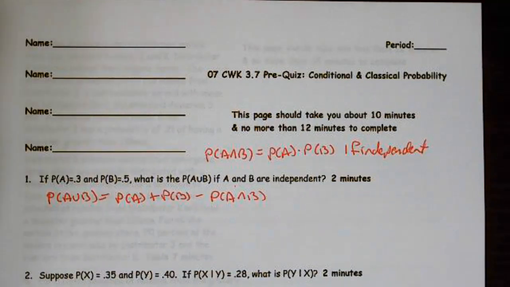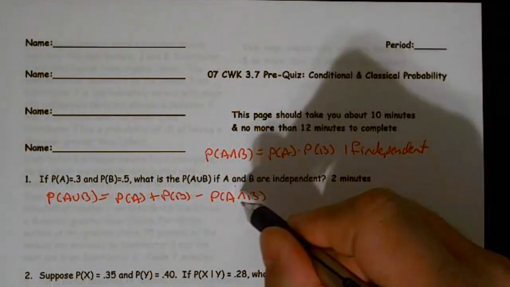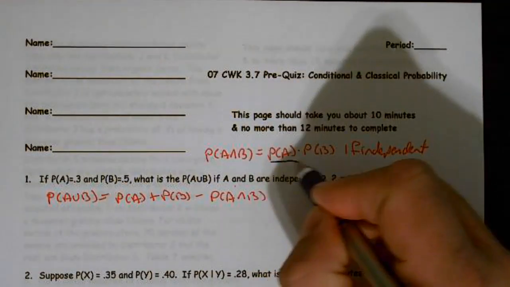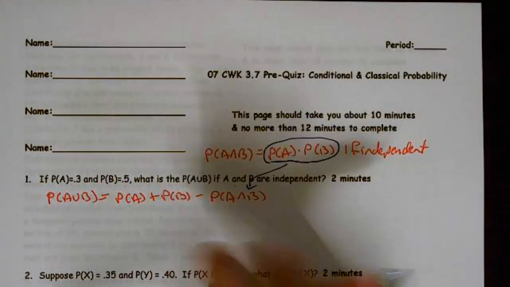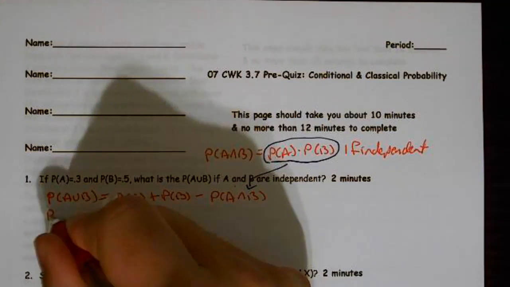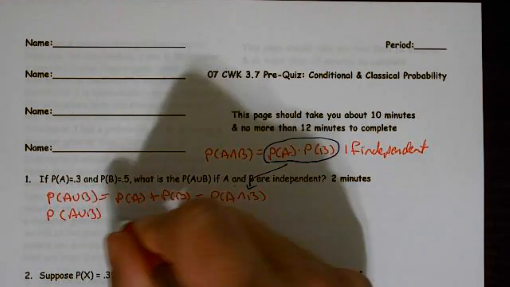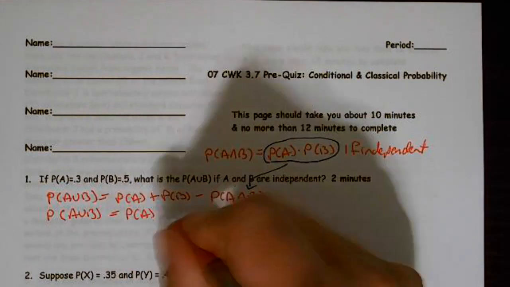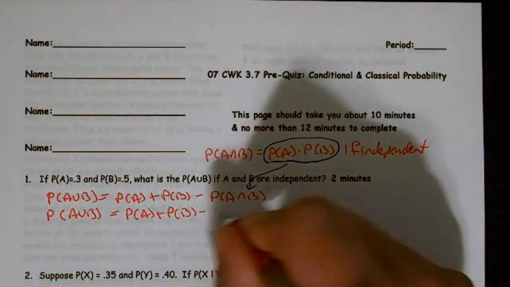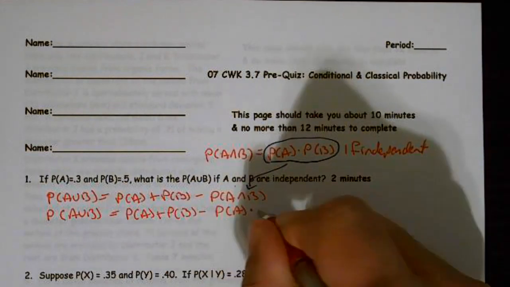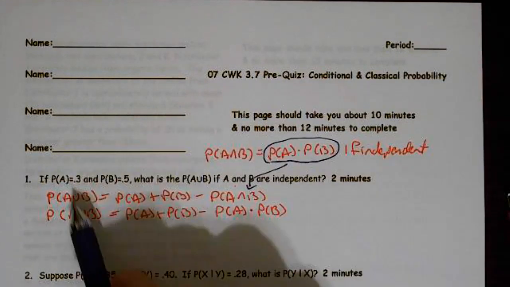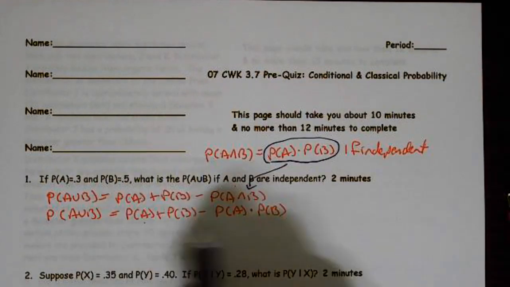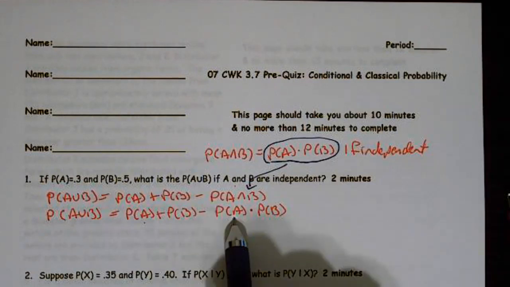Well, they just told us they were independent. And since they're independent, I can substitute probability of A times B for this. So I'm going to go ahead and do that. And now I have the probability of A union B equals the probability of A plus the probability of B minus the probability of A times the probability of B. All right. And then at this point, I can start plugging in. Well, they've given me 0.3, and I can plug that in here, 0.5 here, and 0.3 and 0.5.